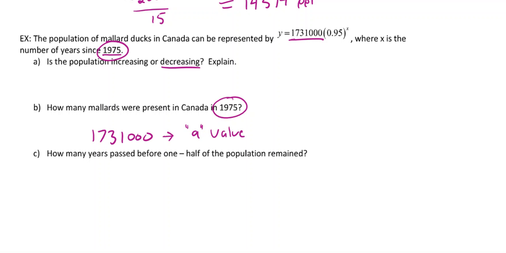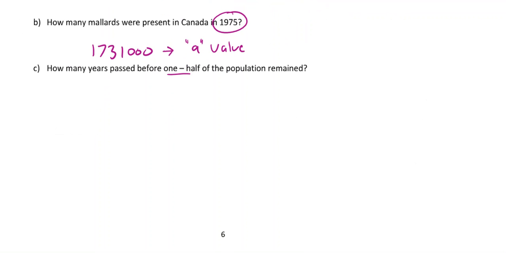Okay, how many years passed before half of the population remained? Okay, so here's how we can do it. Let's start writing it. So I'll say y is equal to, and I'll write my number out again, 173 times 0.95 to the x. Okay, so looking at this, what we're looking for is we want to know what x is, right? Because x is our years that have passed, when the population is half of this population, right? Because that's where we're starting.